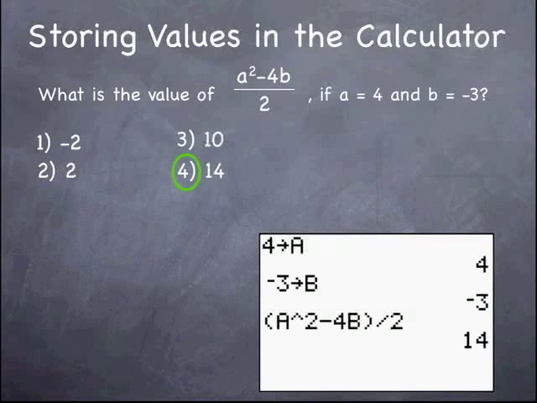Now, let's just take a look and make sure that this is actually working. If I were to substitute 4 in for A and negative 3 in for B, you notice that this would be the substitution I would make.